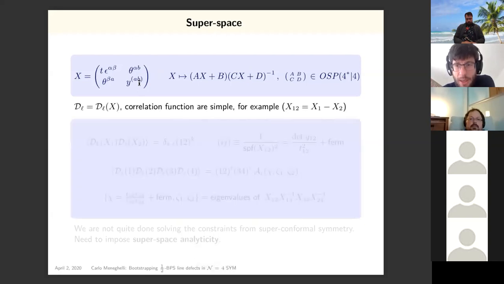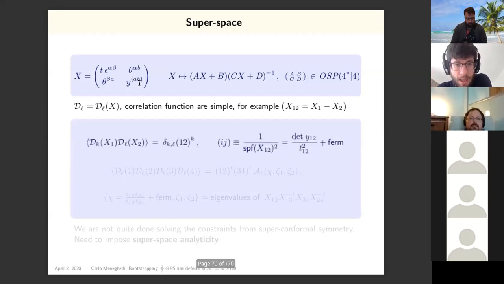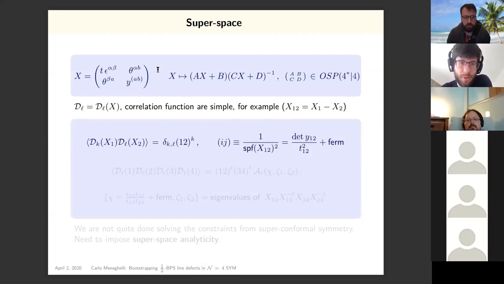Okay, so we have this, and the action of OSP(4*|4) on this matrix is essentially the analog of the SL(2) Möbius transformation that acts on tau, on t, as a conformal transformation generalized to the whole matrix X. And in this superspace, the two-point function of alpha-BPS operators looks as simple as it could. It is just a super Pfaffian of the distance of the points, which, if you put theta to zero, is just the determinant of Y12 divided by t12 squared. Y is a 2x2 matrix, so we can take its determinant.